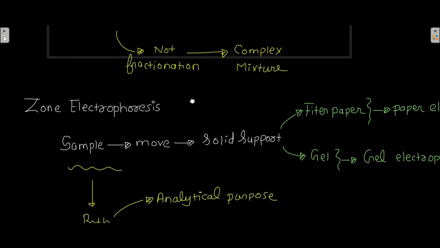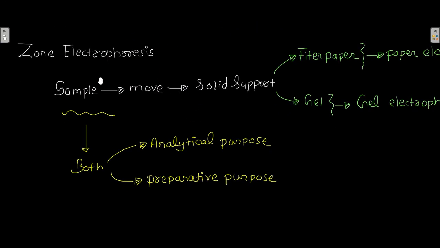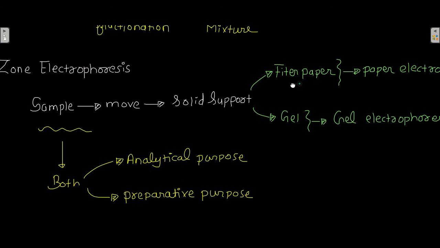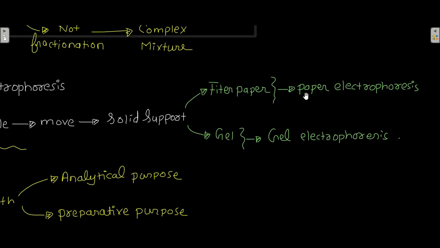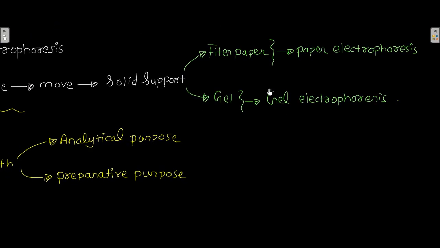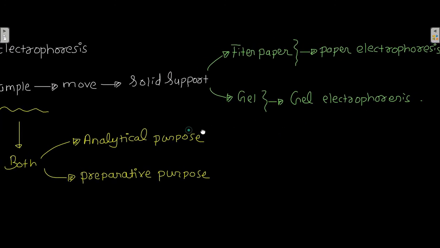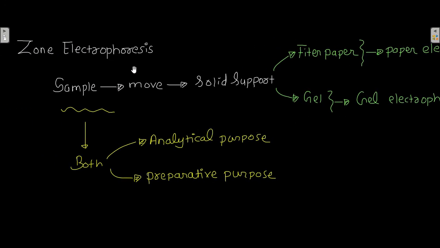Now, the other type of electrophoresis which we just named is the zone electrophoresis. In zone electrophoresis, the sample is constrained to move through a solid support, such as a filter paper or a gel. If that solid support is filter paper, then that is known as paper electrophoresis. And if that solid support is gel, then that is known as gel electrophoresis. So gel electrophoresis is a type of zone electrophoresis.